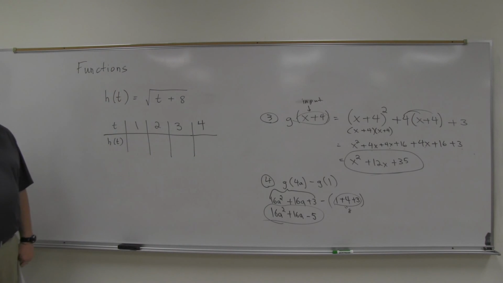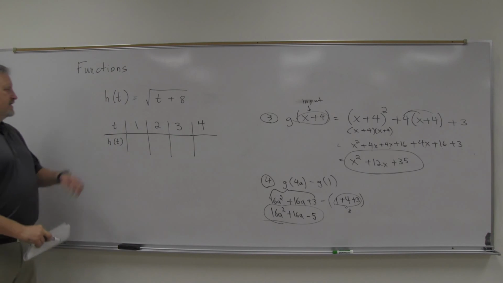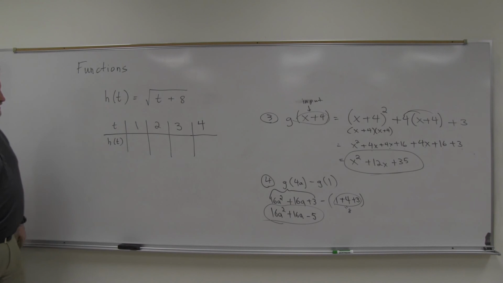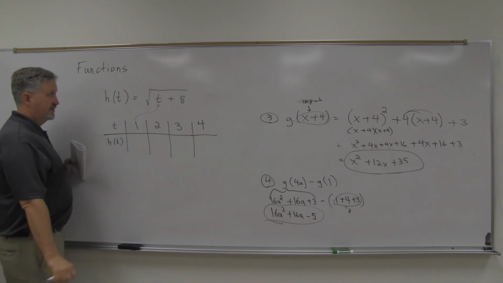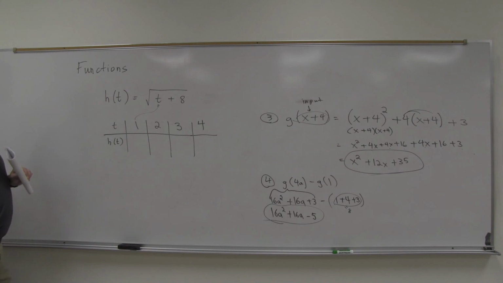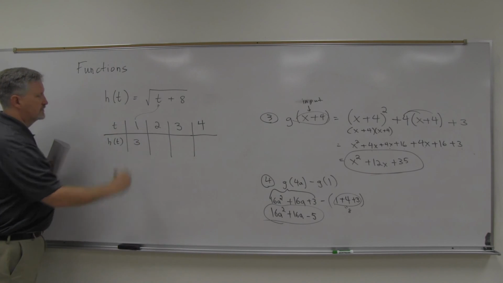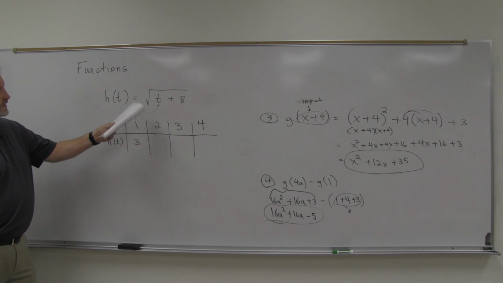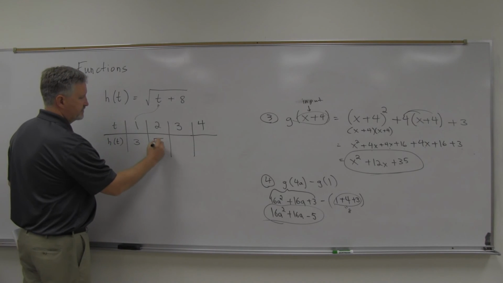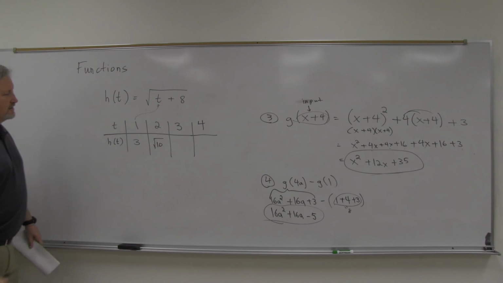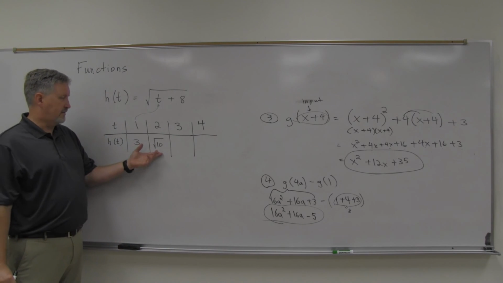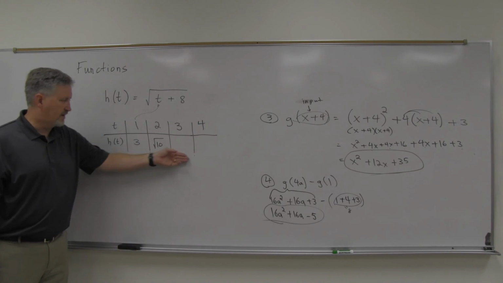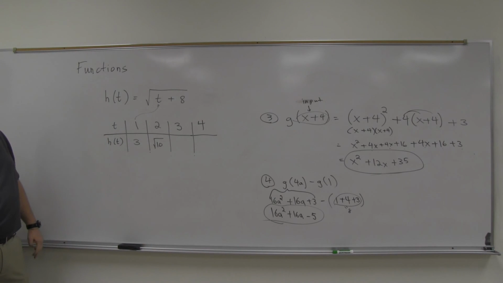It's the same drill as before. They give us the t values, we just have to figure out the h of t. These are input values, so we plug in 1, what have we got? Square root of 9, 3. Plug in 2, got the square root of 10, and they'll typically just simplify the radical as much as possible. That one doesn't really simplify. You don't have to round it to a decimal or anything. Just simplify it if you can.